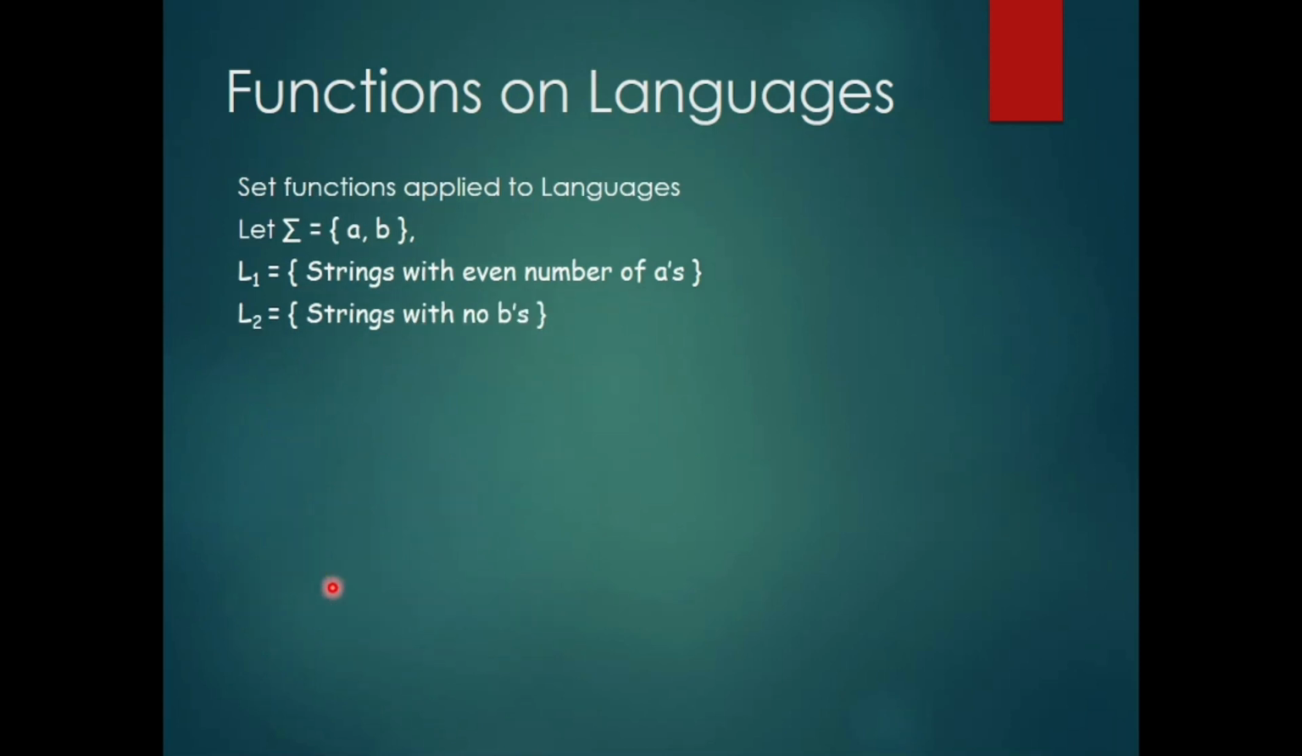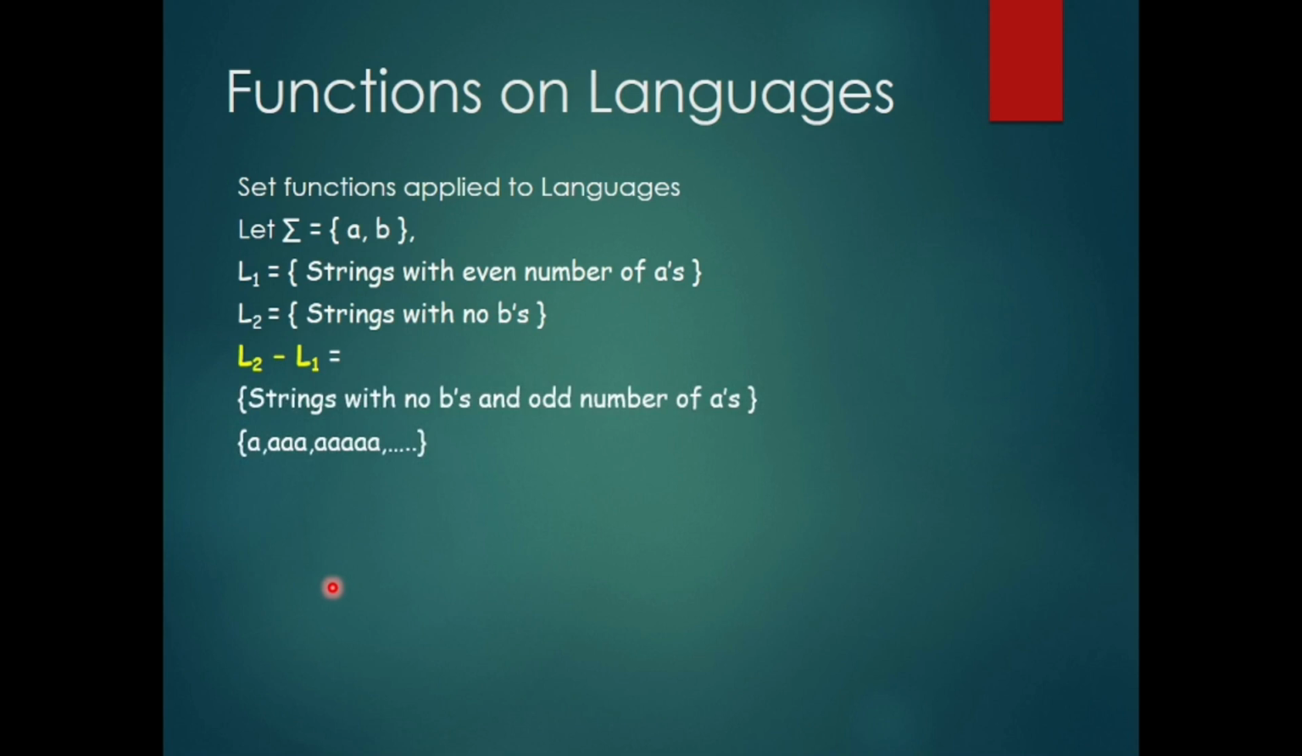Okay, we'll continue. L2 minus L1. So this is the difference. It says strings that are present in L2 but not in L1. So what is the answer? Strings with no B's and an odd number of A's, right?